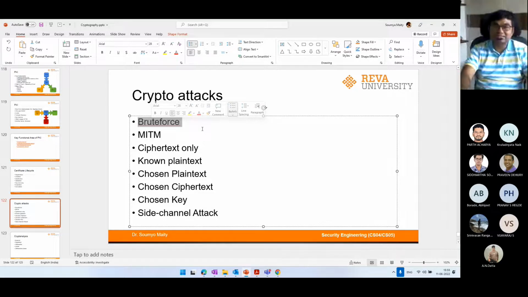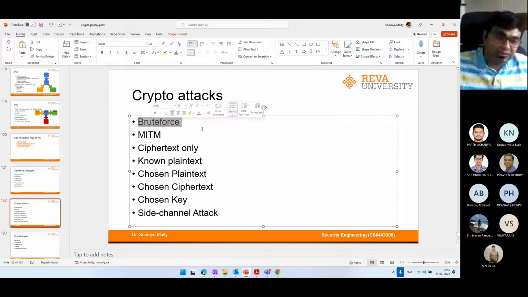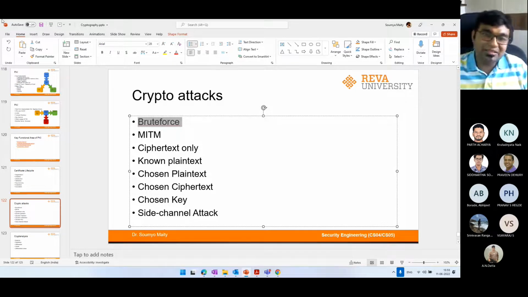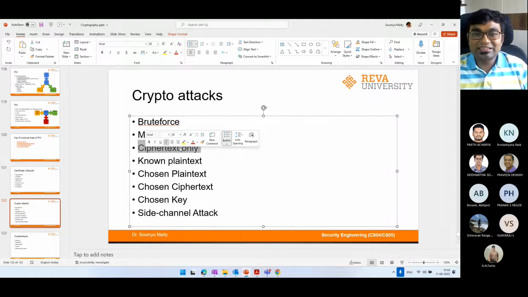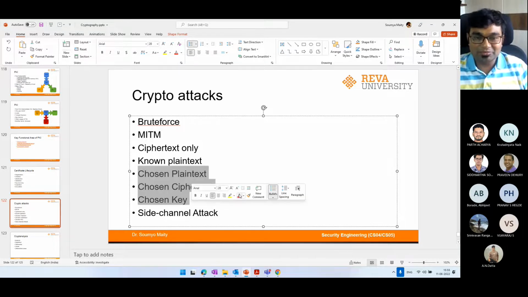Even though we are sending the data, we are encrypting everything, if the key is compromised, somebody can come and make a MITM attack, a man in the middle attack. Cipher text only: I know the cipher text, but without even knowing the key, can I get the plain text? Yes, there are possibilities. I know the plain text, I know the cipher text. Can I find the key? That is a mathematical problem. These three are also mathematical problems.